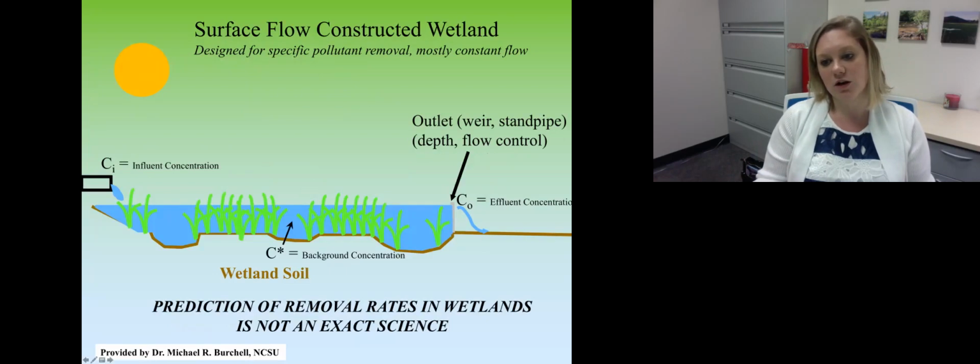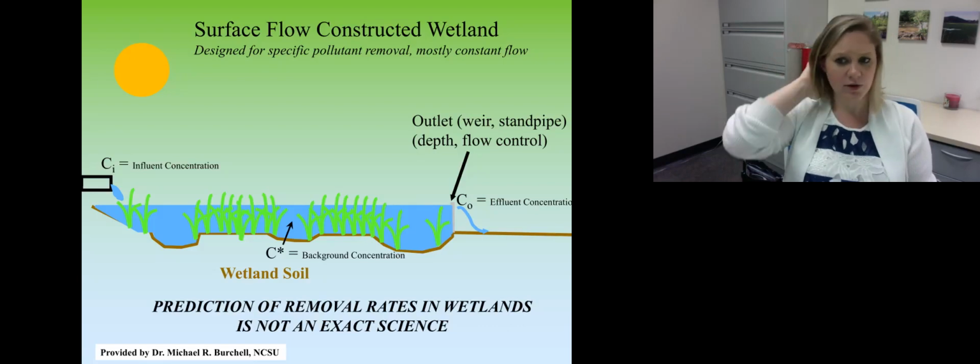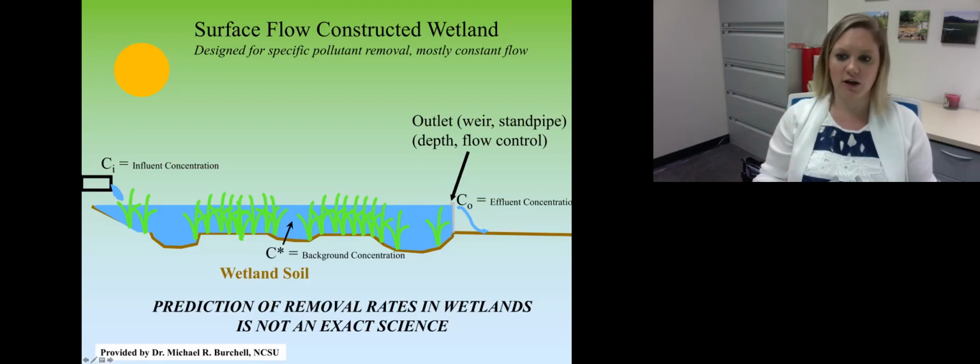Then you have your weir and your outlet, which could also be a standpipe, and it's kept at a certain depth. If you want to change that depth, you can have a standpipe where you can adjust it. And then it's also your flow control. And then you have your effluent concentration that's been leaving your wetland. So it comes in through the influent, moves to the wetland while it's treated, and then it has an exit where it has the concentration out.